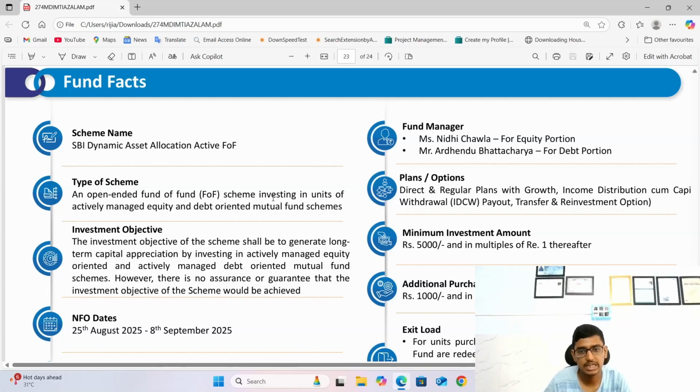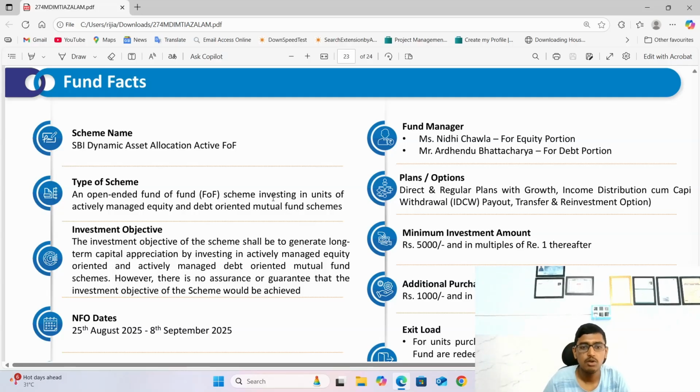So it invests in actively managed debt mutual funds and actively managed equity mutual funds to give you good returns, but there is no assurance or guarantee. See, in mutual funds there is no guarantee because it is a business. It is not, let's say, a debt fund, or something which gives you regular interest. It's a business. There could be gains, there could be loss, and it depends on the market.